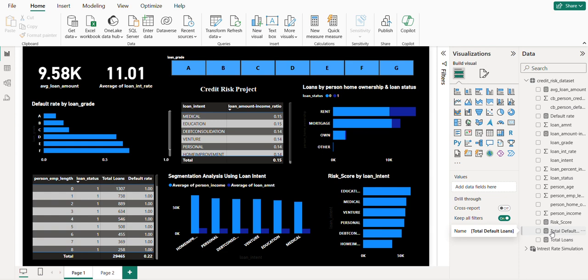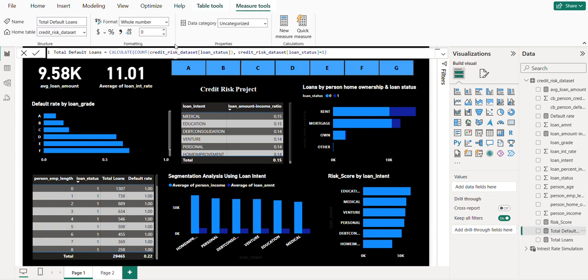So we have total default loans. We use this DAX to calculate how many default loans we have, that is the loan status, and in that loan status equal to 1 is a default one. Then we find out the total loans by using the credit risk data set, where the count of loan status gives us the total count.